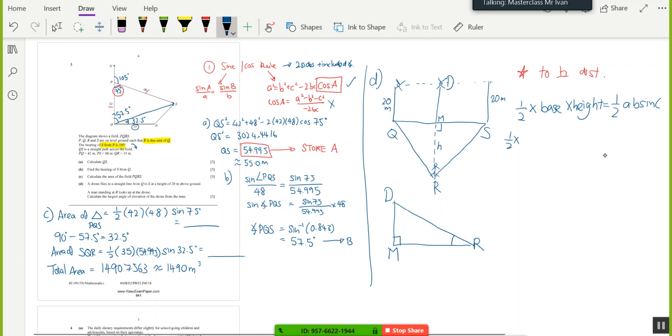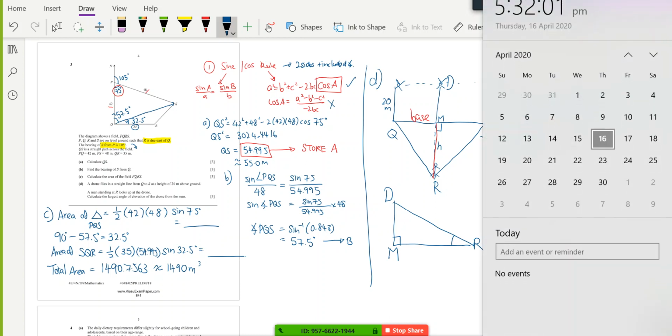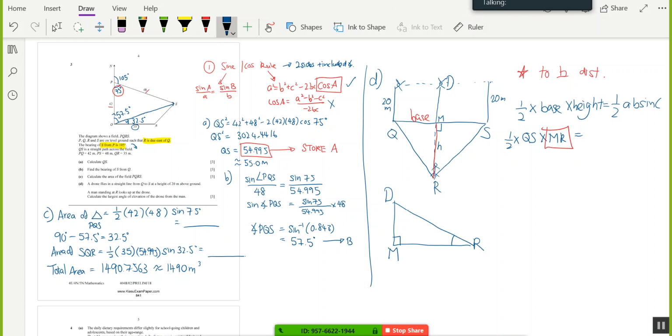So half times the base is QS. Okay, so this is the base, then MR is the perpendicular height. We are looking for MR. MR is our subject. Understand? MR equals half AB sine C of QSR. Actually, we already have half AB sine C of QSR, here. Can you see? We already have it. So key that one into your calculator.